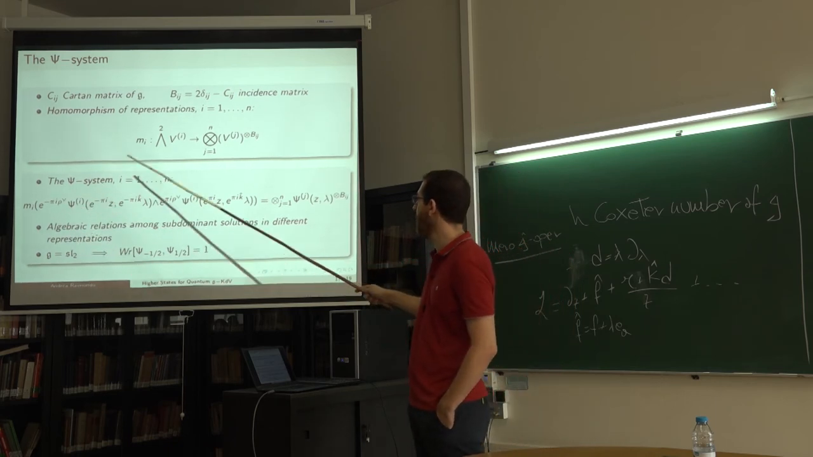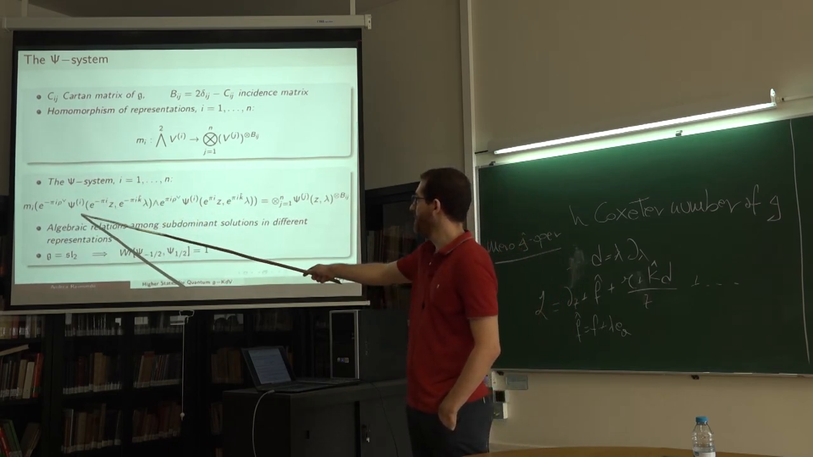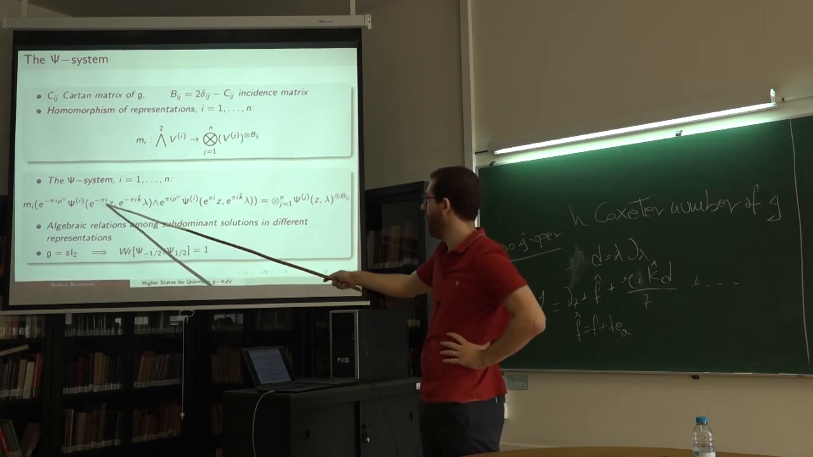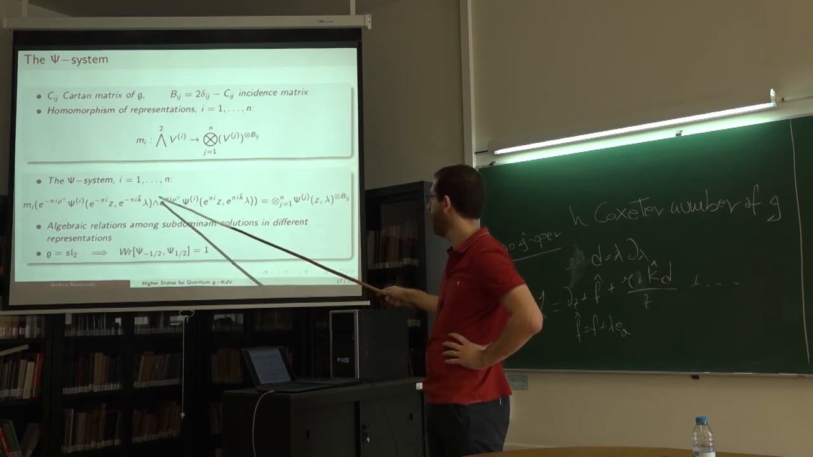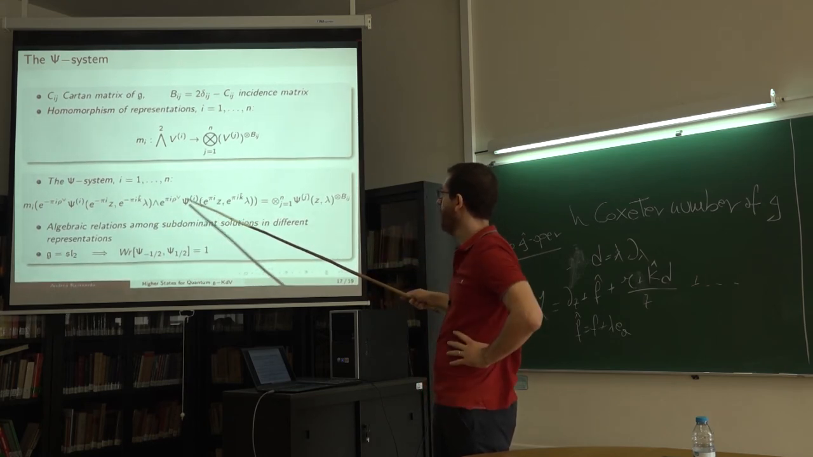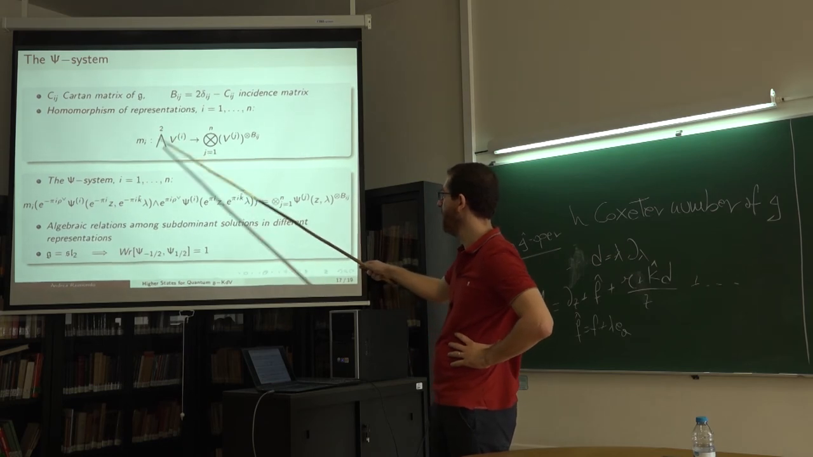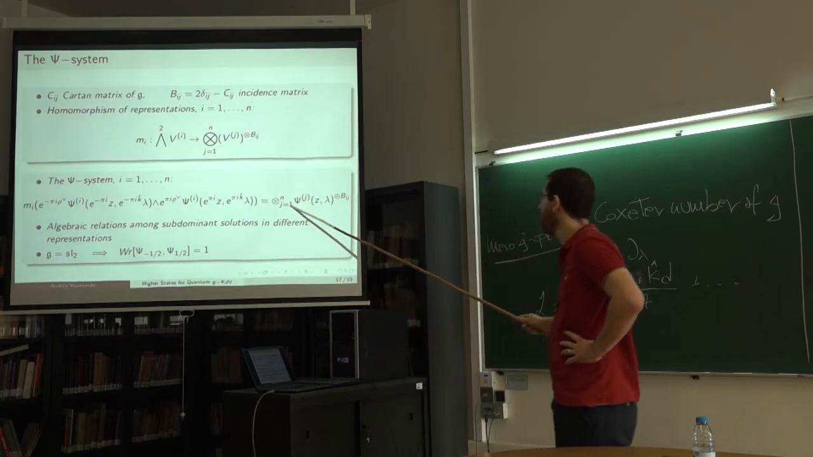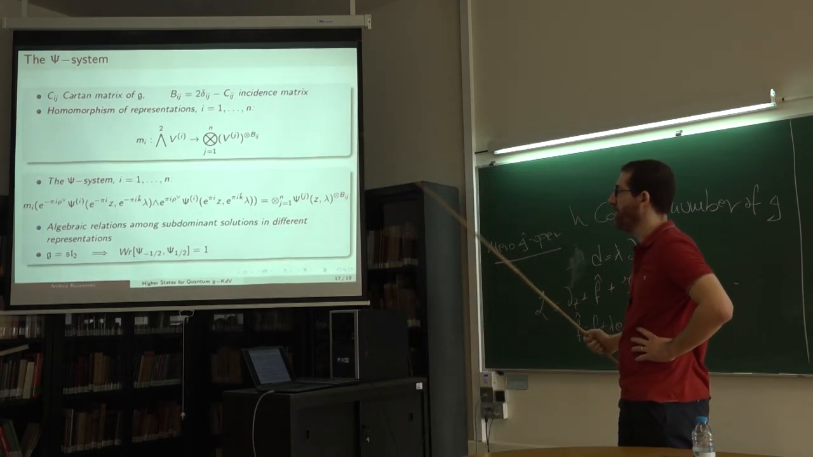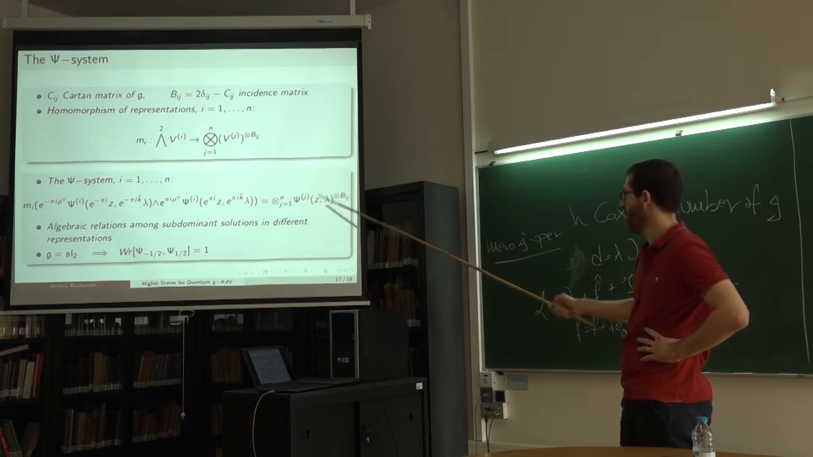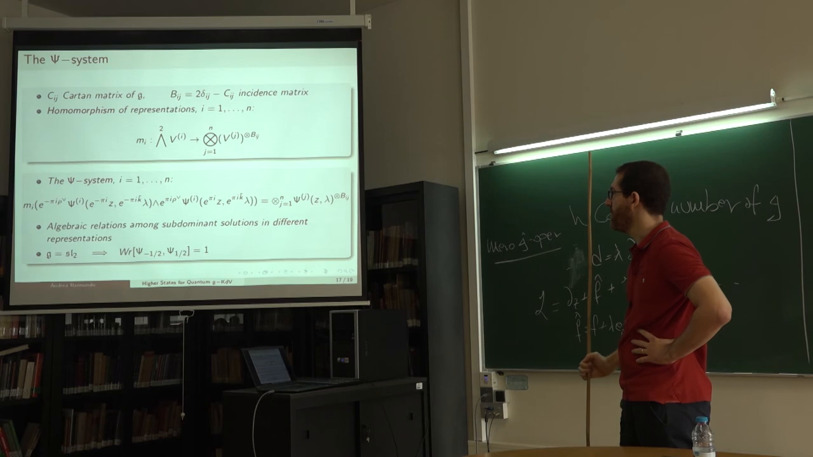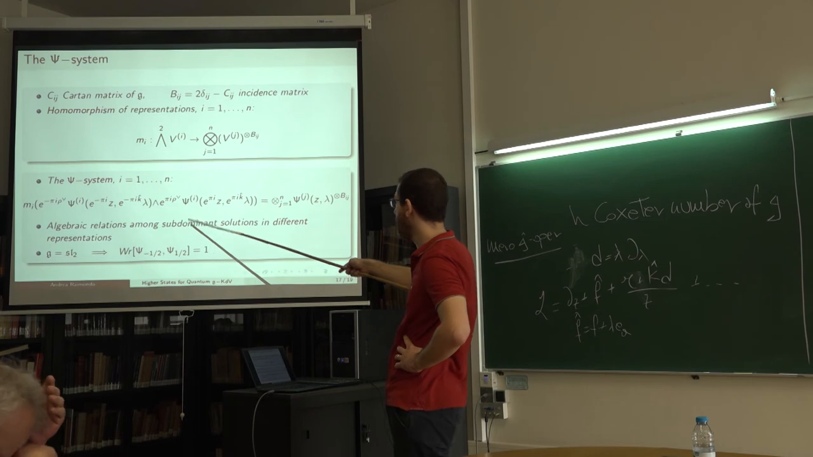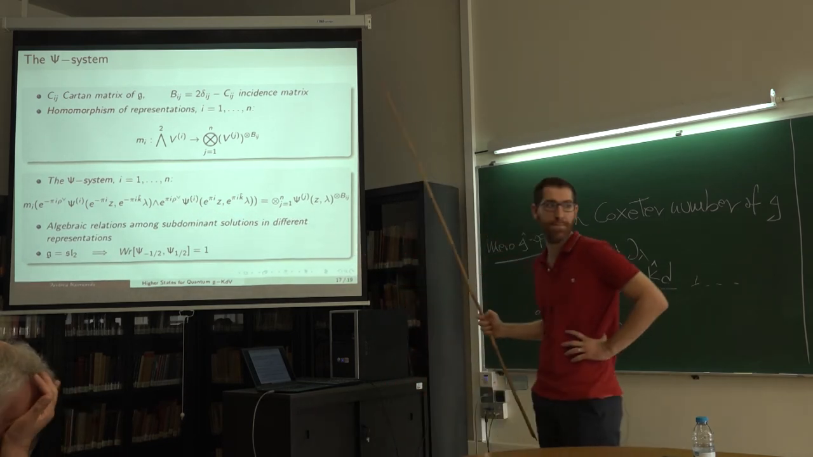So you take the ith subdominant solution, you twist it, not a whole round, but just half of it, wedge the other twist, and then this is an element which lives here, and you map this element into this, and the image of that element is this tensor product of solutions. And this is going to be an algebraic system of algebraic relations among subdominant solutions in different representations.